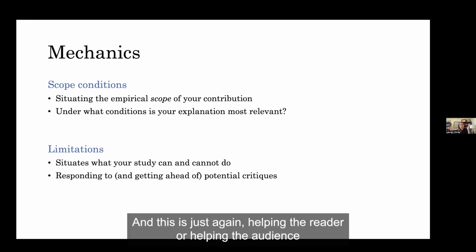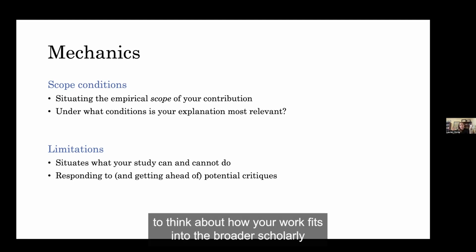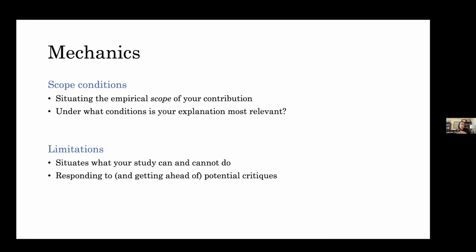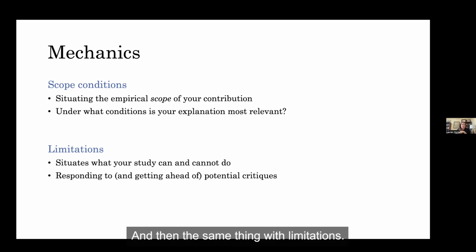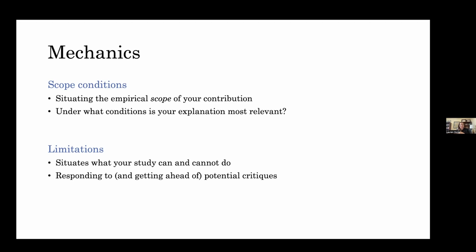And this is just, again, helping the reader, helping the audience to think about how your work fits into the broader scholarly community and framework and our understandings of political or social scientific issues. And then the same thing with limitations. Again, getting ahead of critiques is helpful within your frame as well.